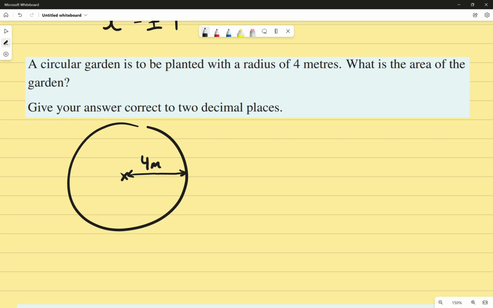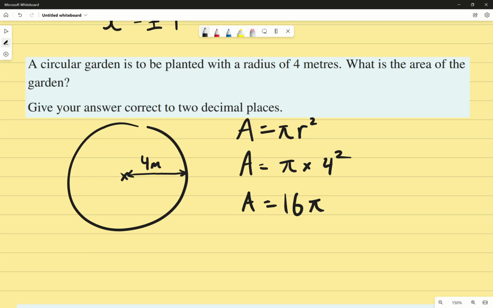Do you guys know what the formula is for area off the top of your head? Pi r squared, good. A equals pi r squared. Now, if it says it's correct to 2 decimal places, should I have my answer in whole numbers or should I change pi into a decimal? Good. So area equals pi times r, which is 4, because it's 4 meters as our radius, squared. A equals 16 pi. Of course, we know that's not the final answer. So we have to put that in our calculator.